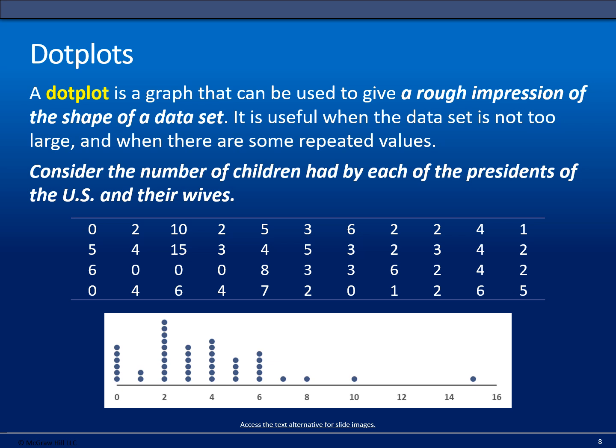A dot plot is a graph that can be used to give a rough impression of the shape of a data set. It's useful when the data set is not too large and when there are some repeated values. Consider the number of children had by each of the presidents of the United States and their wives. And so we can see here that there were 1, 2, 3, it's hard to see, 4, 5, 6 presidents who had 0 children. There were 2 presidents who had 1 child. I can't count that many because the dots are too small, but you get the idea here.